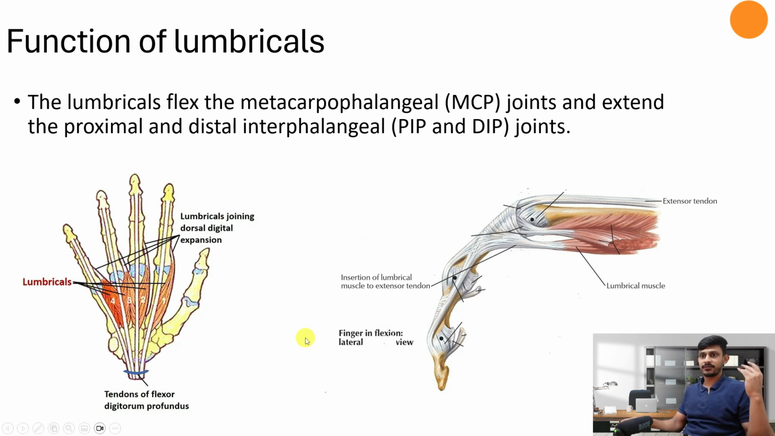The lumbricals originate from the FDP tendon on the volar side, and they go and attach to the dorsal digital expansion, or the extensor hood, on the dorsal side. So since they go from the flexor compartment side to the extensor compartment side, they flex the MCP and extend the IP. You can see clearly in this diagram how it goes from volarly and attaches to the extensor hood dorsally. Okay, so that is why they flex one joint and they extend the other basically.